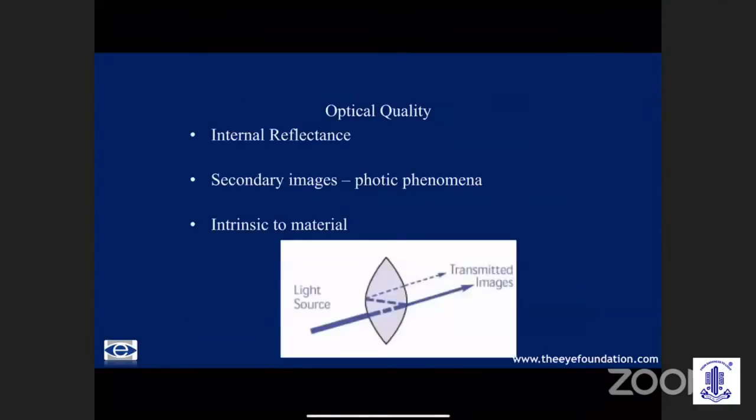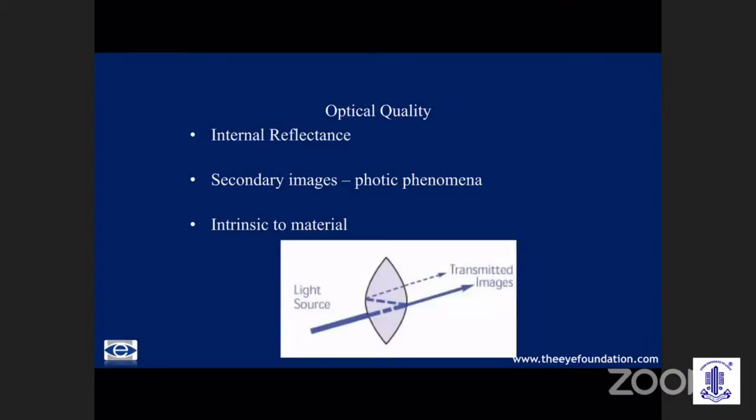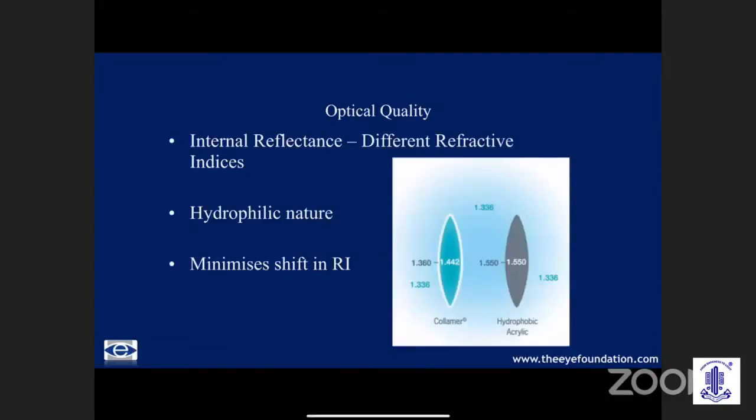Now, one of the disadvantages of placing an implant in the eye might be that the internal reflectance would result in secondary images and photic phenomena such as glare and halos. However, the internal reflectance of the cholamer is the same as the crystalline lens, and it does not result in an excessive amount of glare and halos postoperatively, which is not the case in ablations following keratorefractive procedures.